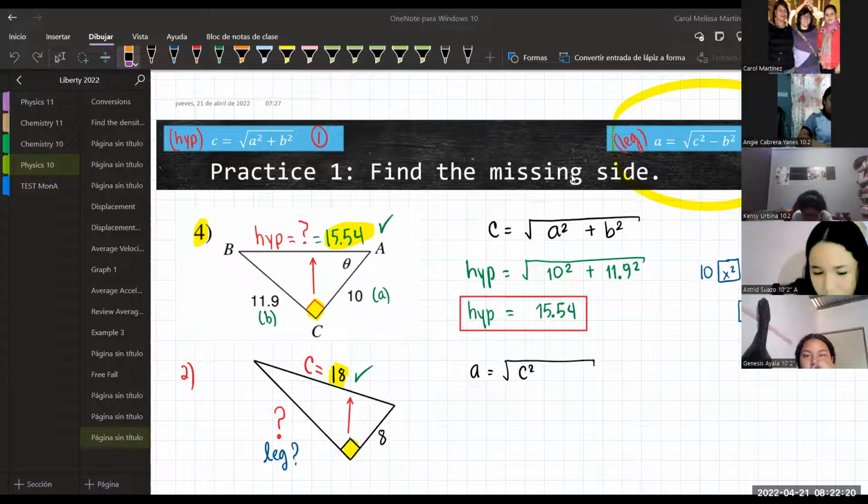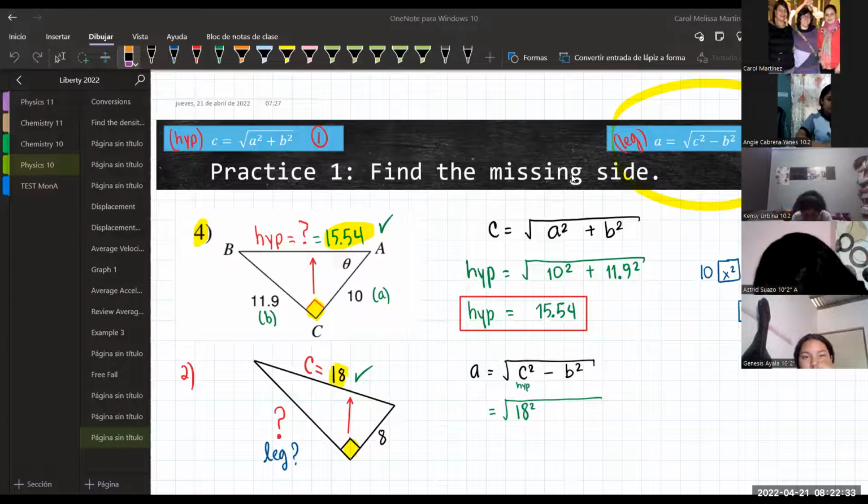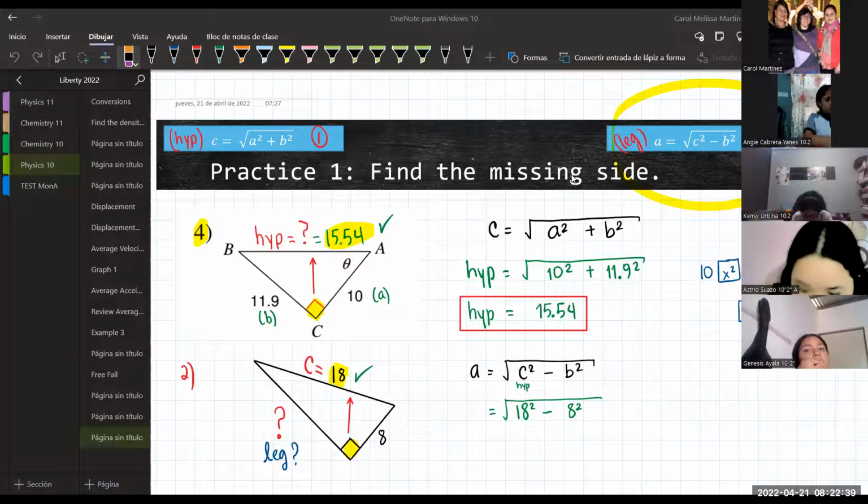All we need to do after is replace by our given, okay? What is the hypotenuse in this problem? 18. And 18 squared minus 8 squared. So in the calculator, 18 squared minus 8 squared, and the answer that you get, you will apply the square root. The answer with the square root is going to be 12.37 if you round it.